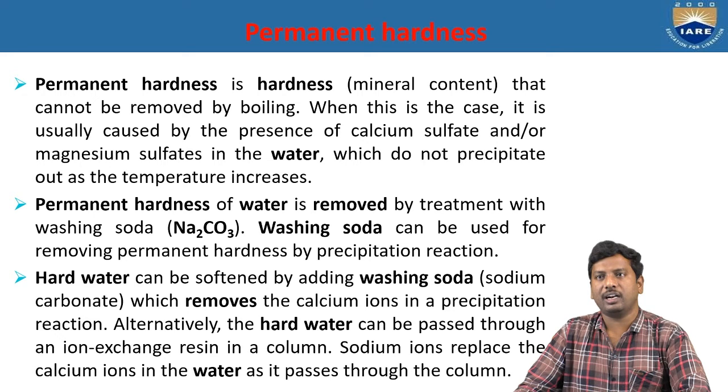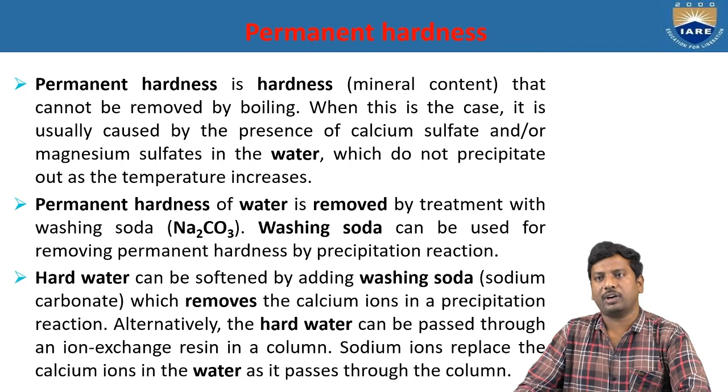Permanent hardness is the hardness mineral content that cannot be removed by boiling. Generally, water is purified for domestic purposes by boiling, but permanent hardness cannot be removed by boiling. It is usually caused by the presence of calcium sulfate or magnesium sulfate in the water, which do not precipitate out as the temperature increases. Without precipitation, we cannot remove those salts.